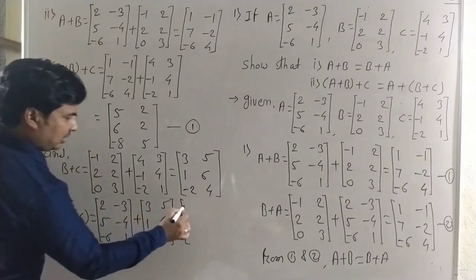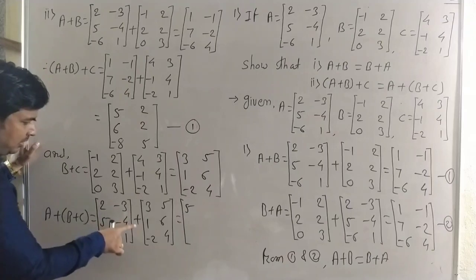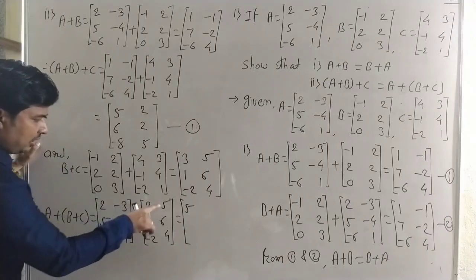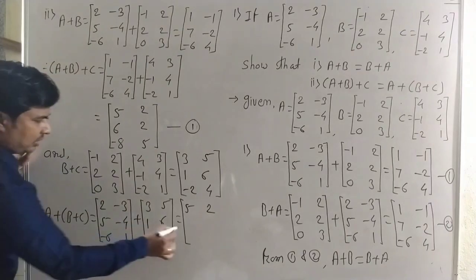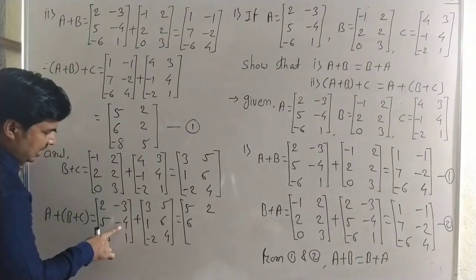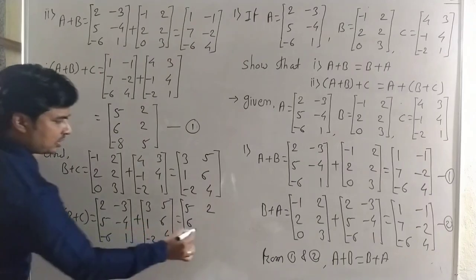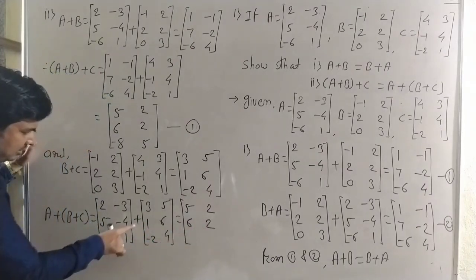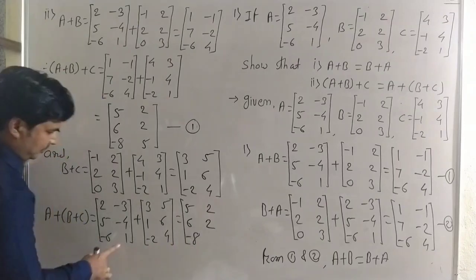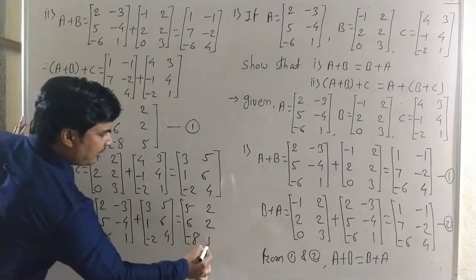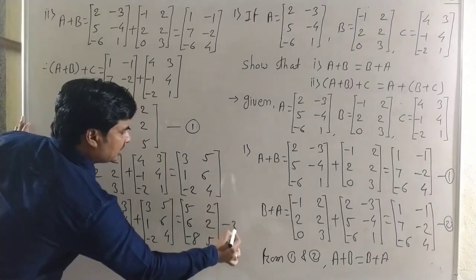And then 2 plus 3 is 5. Minus 3 plus 5 is 2. 5 plus 1 is 6. Minus 4 plus 6 is plus 2. Minus 6 plus minus 2, that is minus 6 minus 2, is minus 8. And 1 plus 4 is 5. Again it is equation number 2.